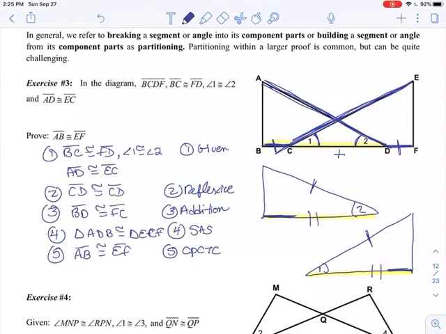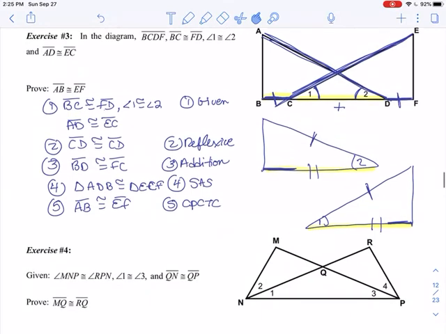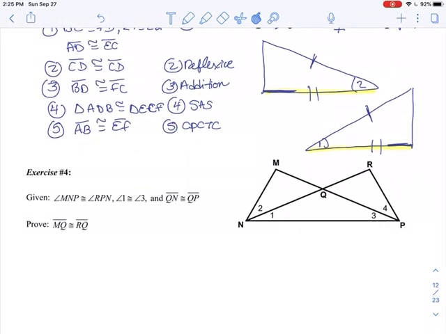And also in the next one, I have multiple possible triangles that I could be trying to prove congruent. So the important thing is to sort of look at what I'm trying to prove. I'm trying to prove MQ congruent to RQ. MQ is part of this triangle right here, MNQ, and RQ is part of this triangle right here. So that's essentially what I'm going to prove. I have some extra information though.